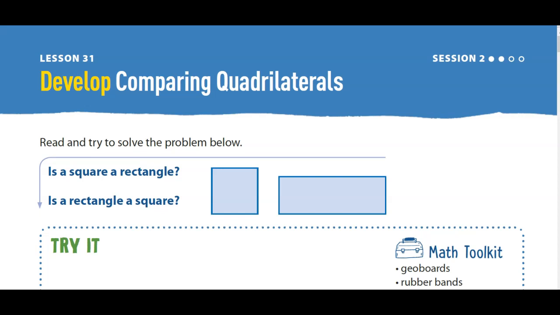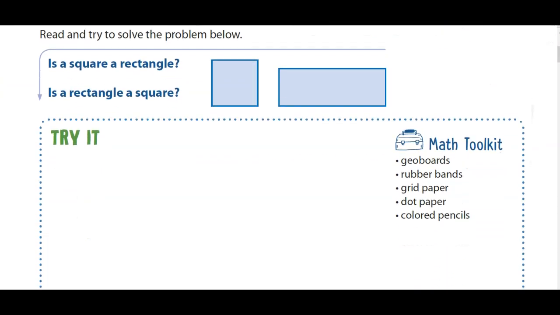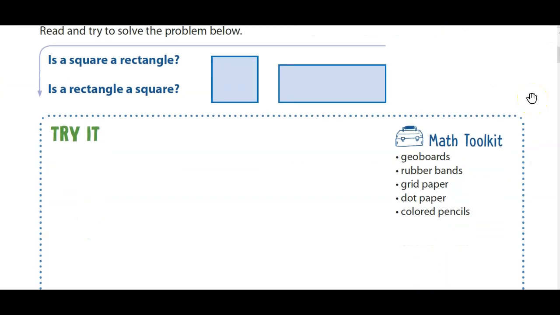All right, guys, this is session 2 in lesson 31. We are comparing quadrilaterals. Is a square a rectangle, or is a rectangle a square?